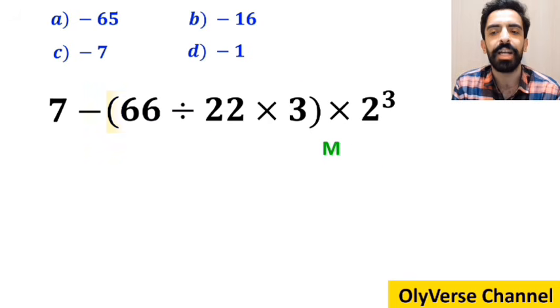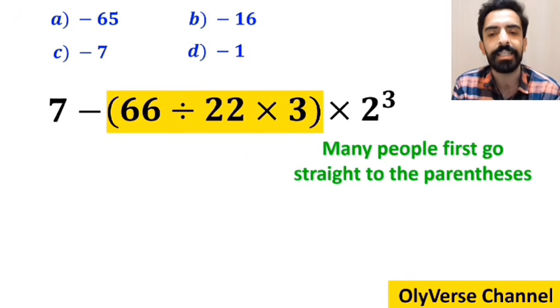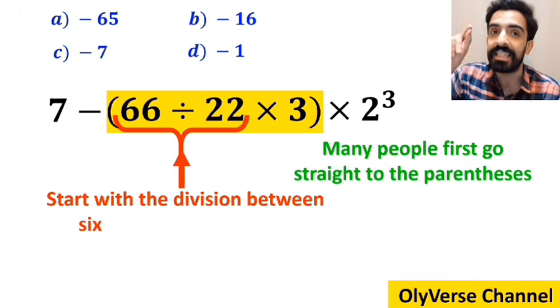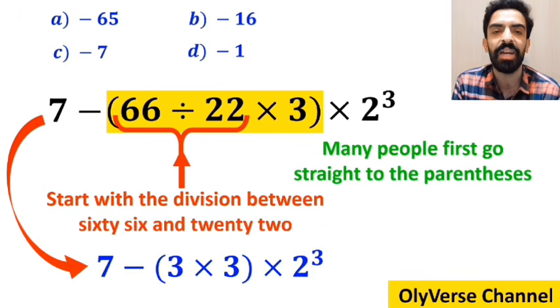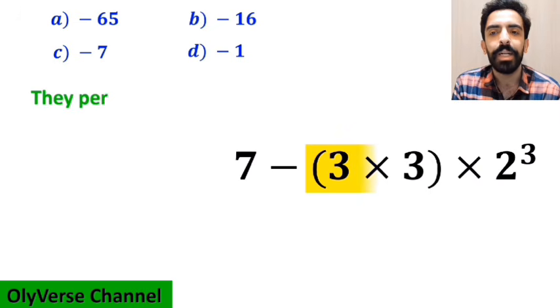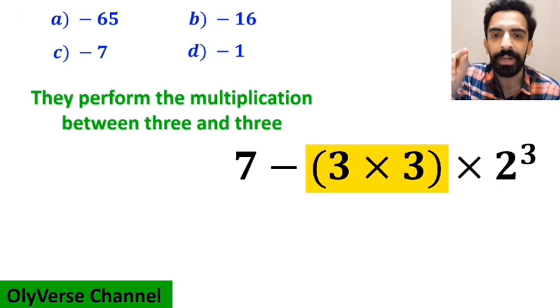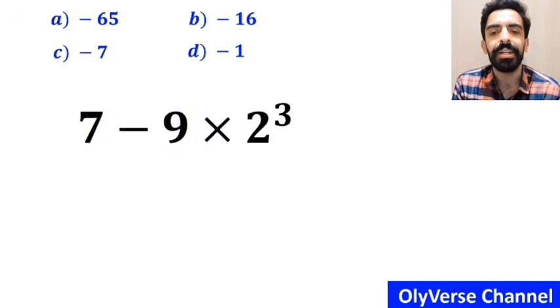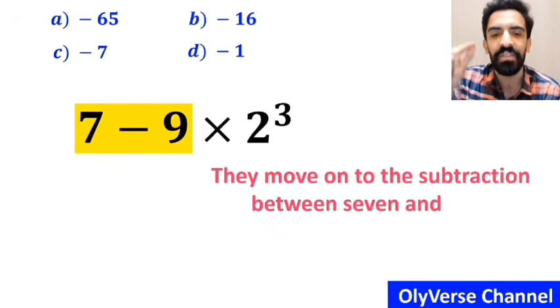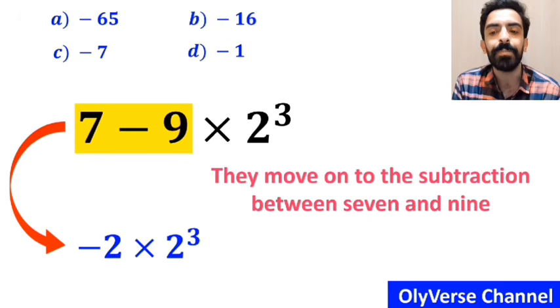To solve this question, many people first go straight to the parentheses and start with the division between 66 and 22. So, they rewrite this expression as 7 minus 3 times 3 inside the parentheses, then multiply by 2 cubed. And the next step, they perform the multiplication between 3 and 3 and simplify this expression to 7 minus 9 multiplied by 2 cubed. Then, they move on to the subtraction between 7 and 9 and they rewrite this expression as negative 2 multiplied by 2 cubed.